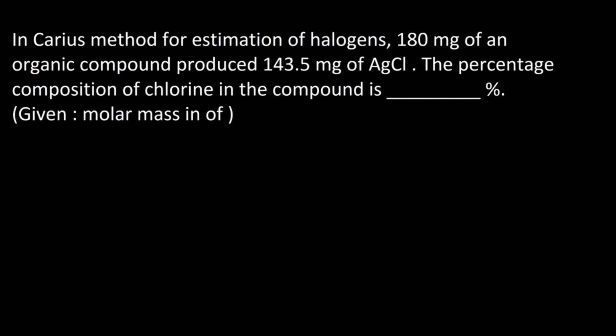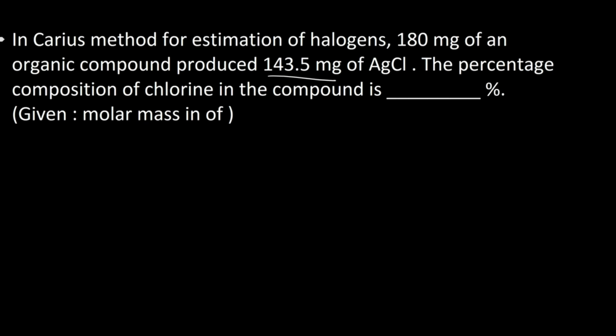Let's solve these previous year questions from GOC. In Carius method for the estimation of halogens, 180 mg of an organic compound produced 143 mg of AgCl. The percentage composition of chlorine in this compound is. Okay, so this is Carius method.